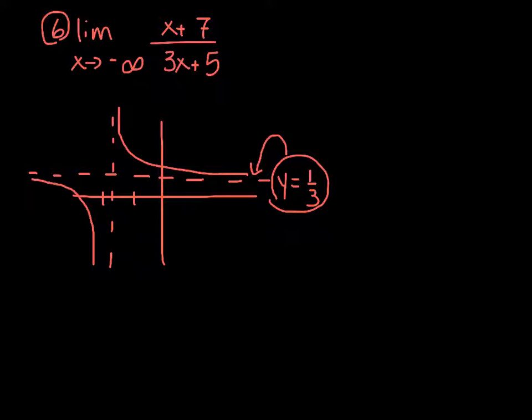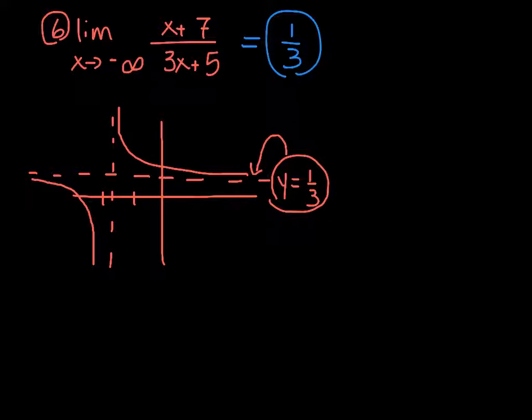Here's your picture, and they want to know what's happening as x goes toward negative infinity. So let's look at this part of the graph. As we go toward negative infinity, further to the left, it approaches an asymptote, the dotted line here. It's approaching a value of 1/3. So obviously, the answer to this would be 1/3.